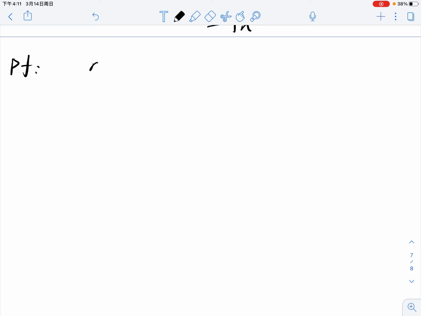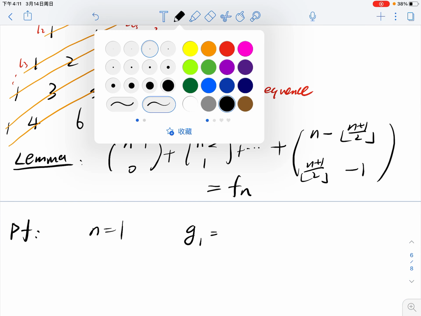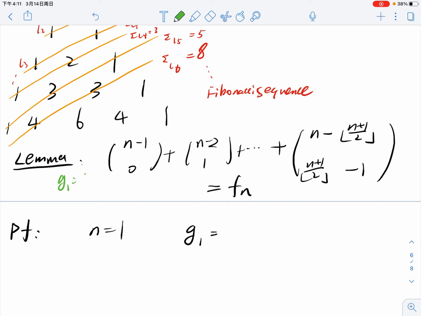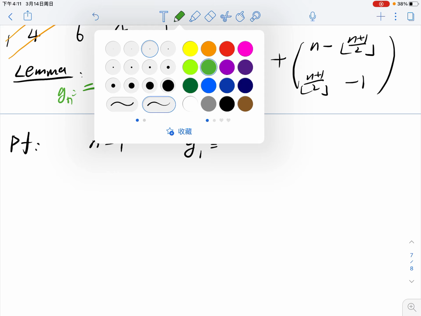And the proof: from the previous study, we have the feeling that when you have a recurrence relation, it's quite suitable for an induction argument. Okay, so we will also use that method in our proof. For convenience, let's denote the left-hand side by Gn. We want to prove that Gn equals Fn.